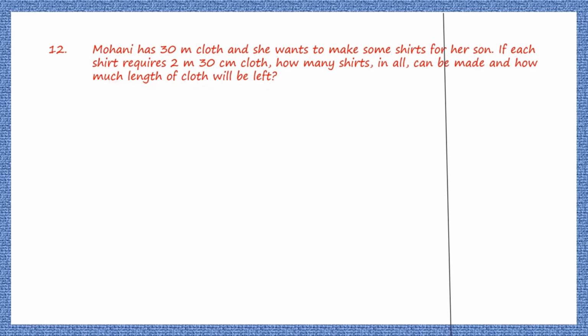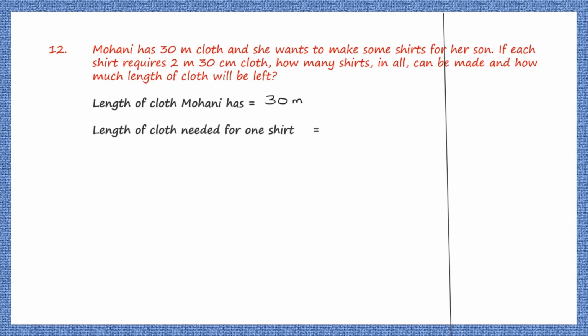So the first thing to do is write down what's given to us. Length of cloth Mohani has. It's given to us in the question that she has 30 meters of cloth. Now, length of cloth needed for one shirt is 2 meters 30 centimeters. So now here, the first thing that we can do is, if you look carefully, this is in meters and centimeters. We can convert it all to one unit. Let's make it all centimeters.